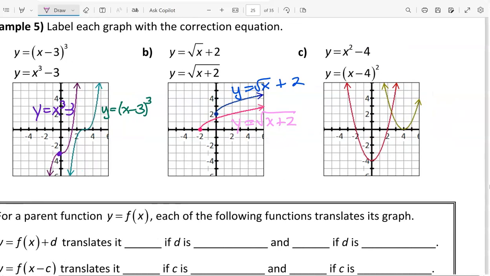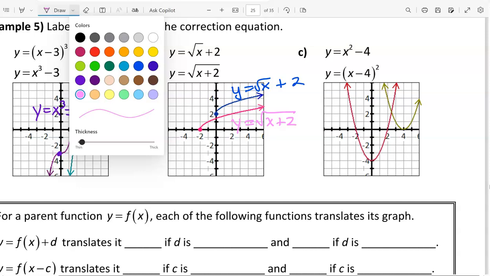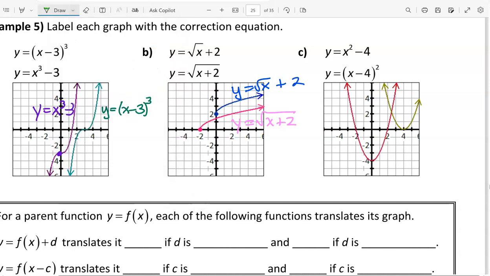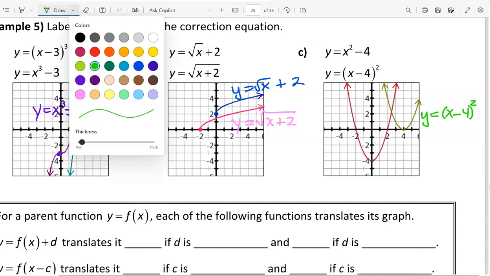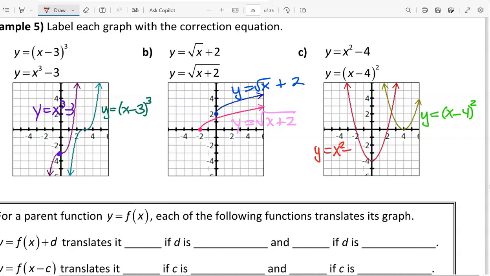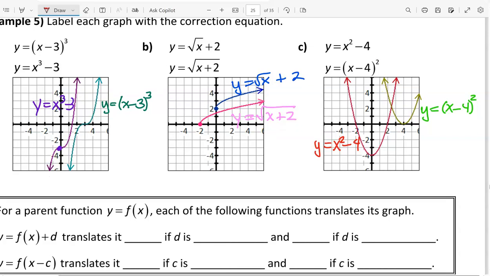And lastly, in C, we've got a green graph, or something that looks kind of green. That's a translation to the right 4 of the squaring function, so that must be y is equal to x minus 4 squared, where the change is on the input. And then the red graph is y equals x squared minus 4, because the minus 4 is on the outside of the squaring, which means that the graph is translated downward.